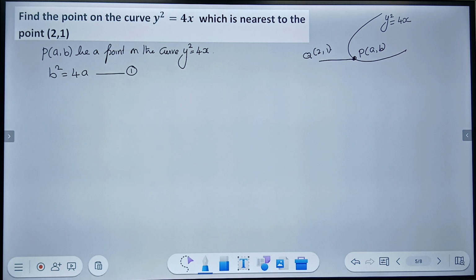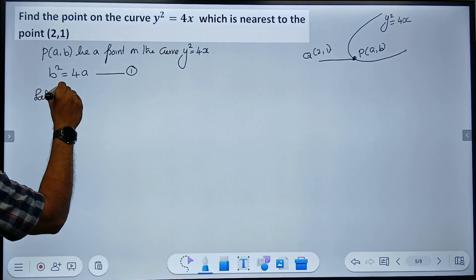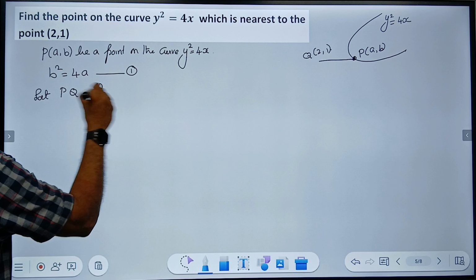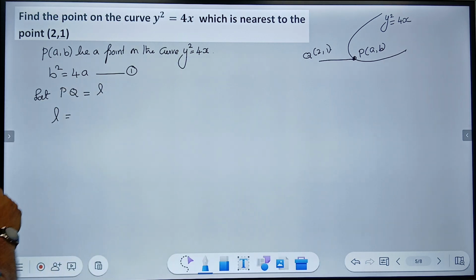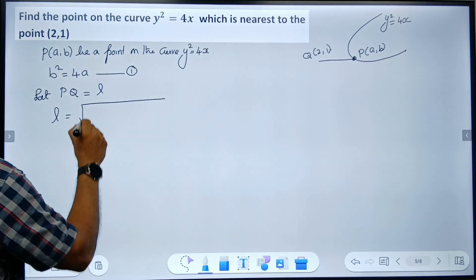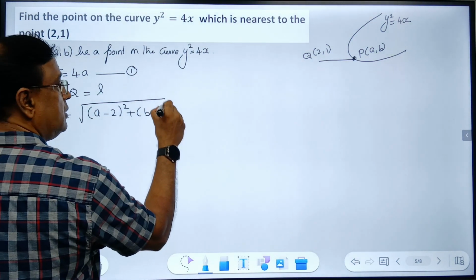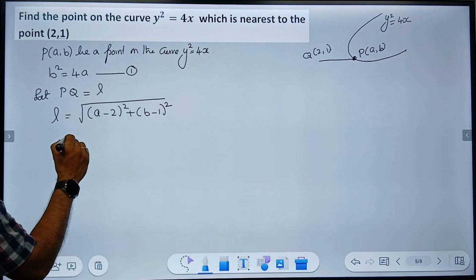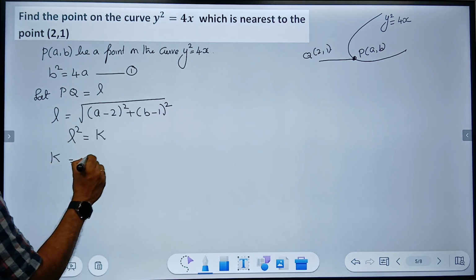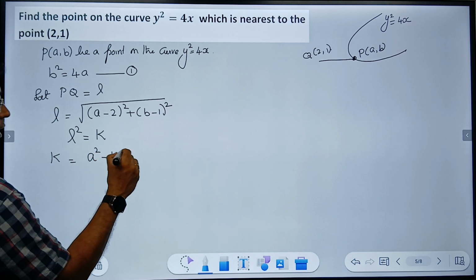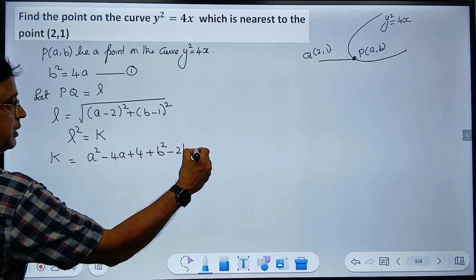Now what do I want to do? I want to find the shortest distance. So I will take PQ as L. So what is L equal to? L equal to square root of (a minus 2) the whole square plus (b minus 1) the whole square. I am using the square root. You can always square it and call it as K. So what is K equal to? a squared minus 4a plus 4 plus b squared minus 2b plus 1.